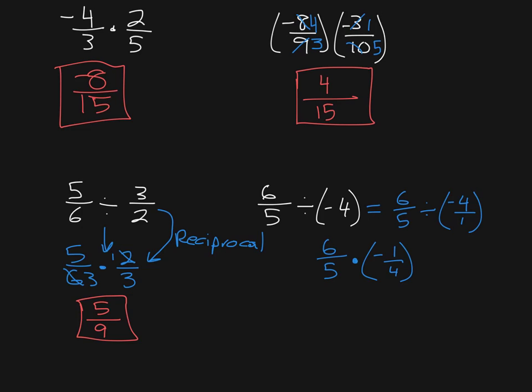Now, I want to see if there's anything I can simplify. I see the 6 and the 4 have a common factor, it's 2, so we divide 4 by 2, we get 2. We divide 6 by 2, and we get 3. 3 times negative 1, that's negative 3. 5 times 2 is 10. There we go.